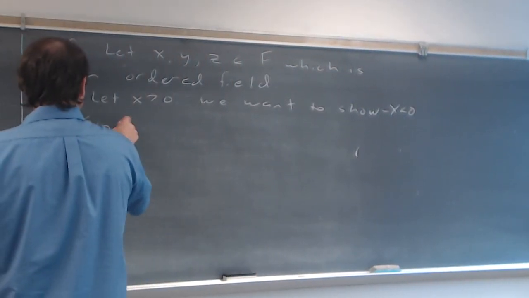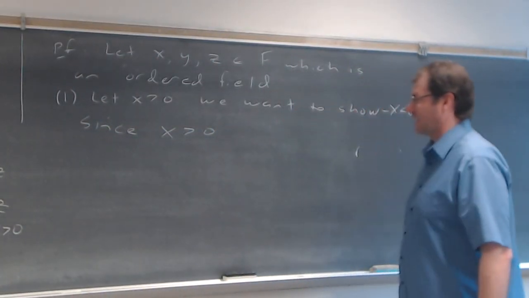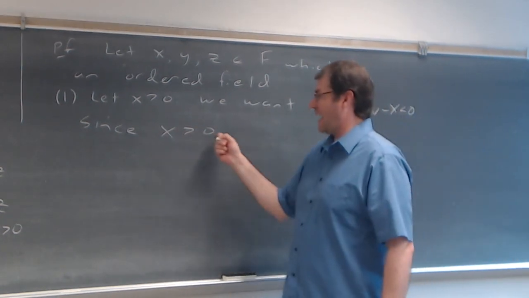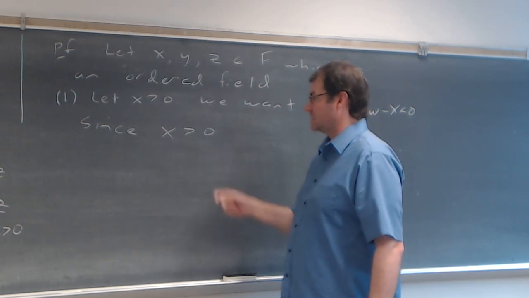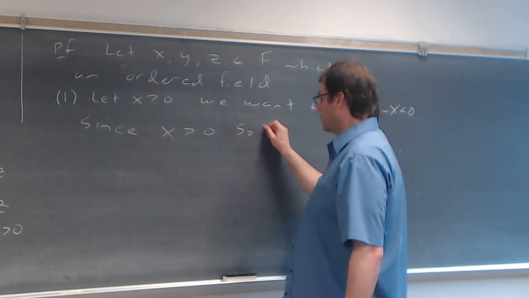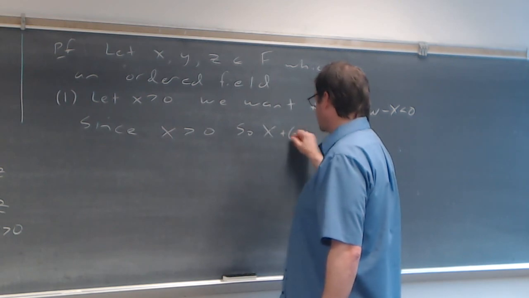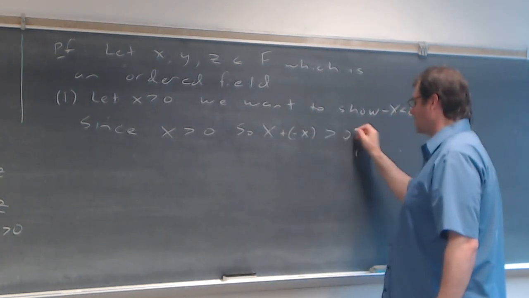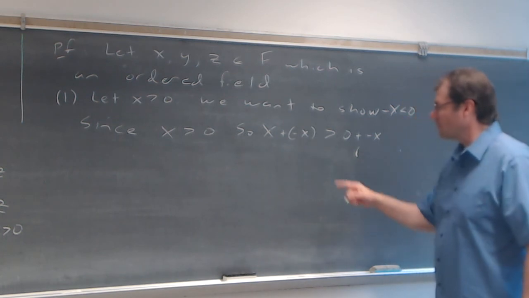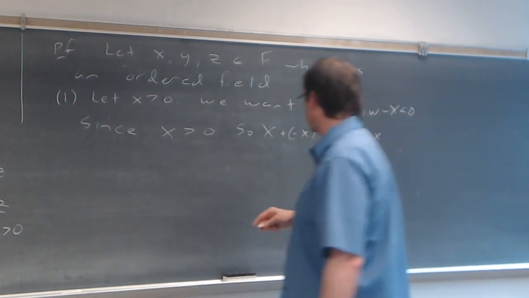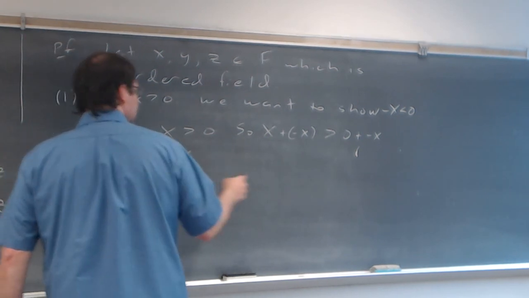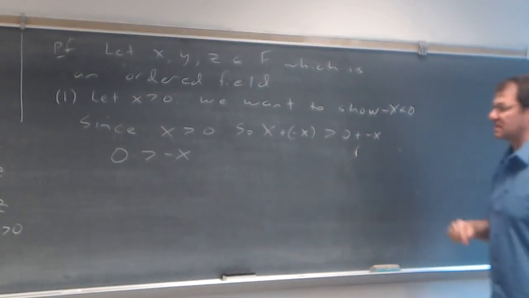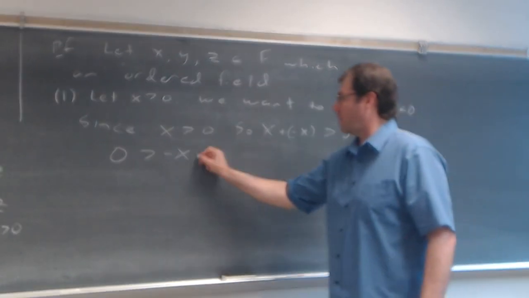Well, since x is greater than 0, and remember one of the properties that we have about an ordered field is that if I add the same thing to both sides of this relation, it maintains the relation. So I will do that. I'll have x plus minus x is going to be greater than 0 plus minus x. And x plus minus x is, of course, 0 by the definition of minus x, and that's going to be greater than minus x because 0 plus something is that something. So we've shown that part.